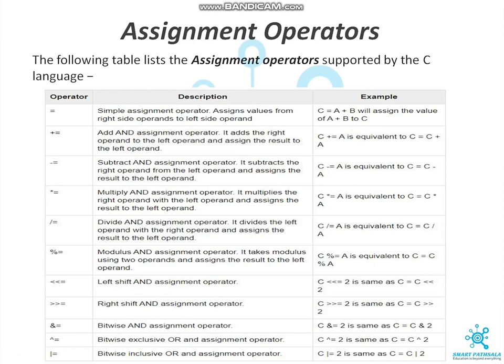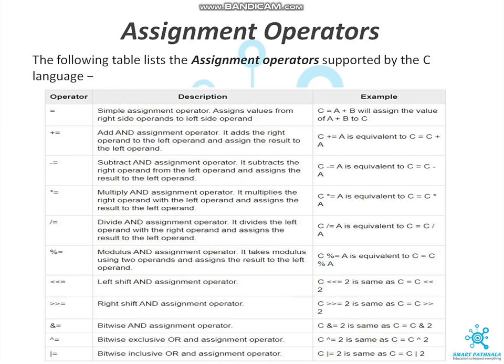Next one is what? Add and assignment operator. What does it do? It adds the right operand to the left operand and assigns the result to the left operand. That means what? Here C plus equal to A is equivalent to what? C equal to C plus A. That means it adds the left operand with the right operand and stores the value of the addition in the left operand. Same as well, subtract and assignment. It subtracts the right operand from the left operand and stores the value in the left operand.